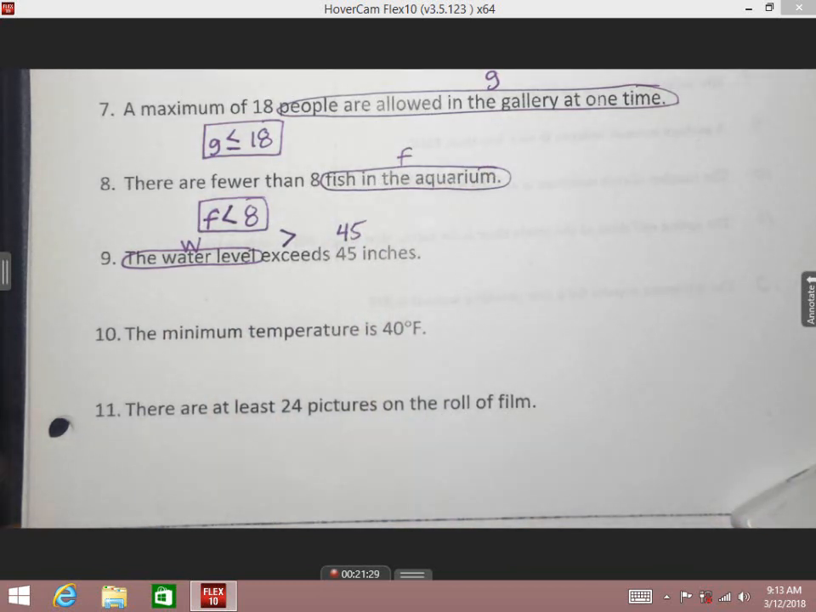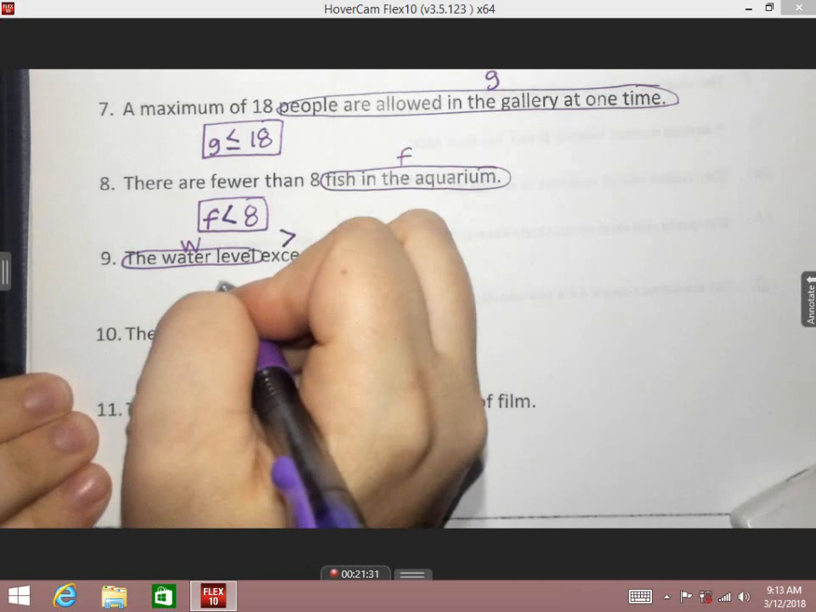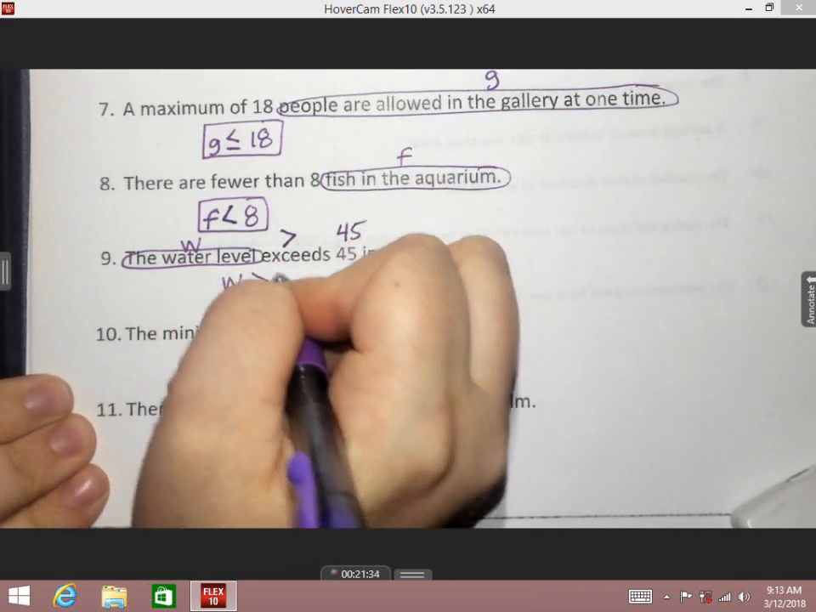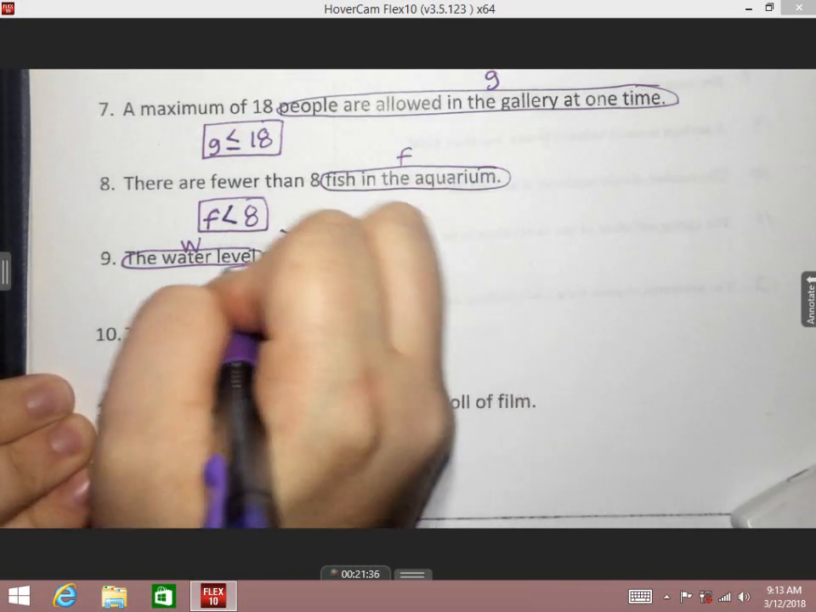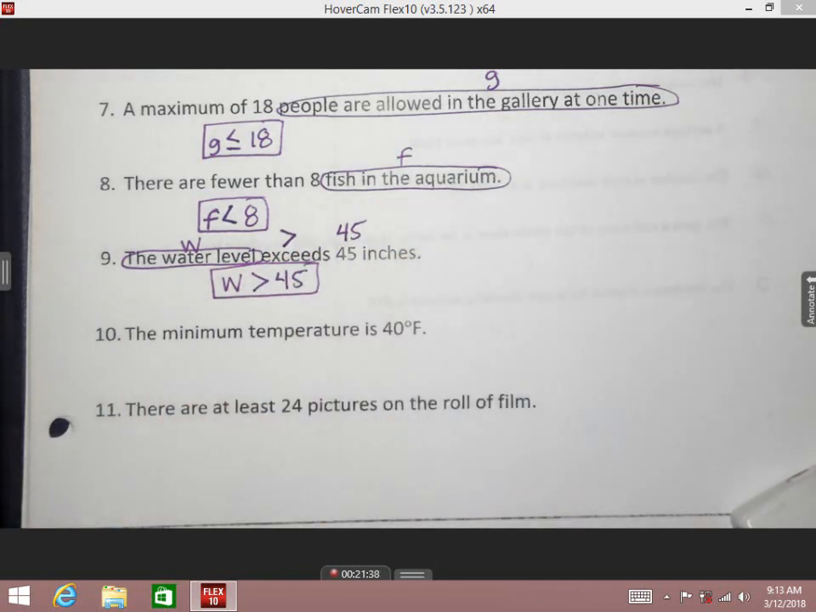You keep going. All right, so here's another one where it started off with our subject, so it's already in the correct order for us. Okay, so W is greater than 45. W is greater than 45. That word exceed, that might be a new word for some of us. So kind of make a mental note.